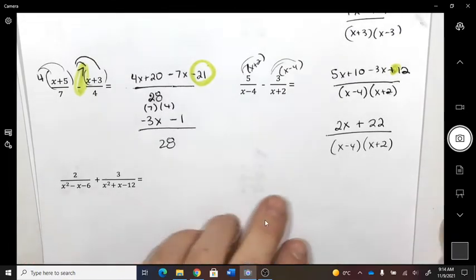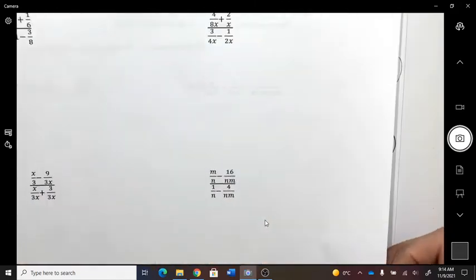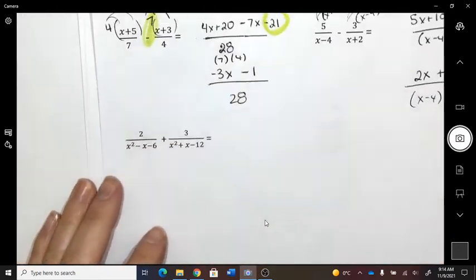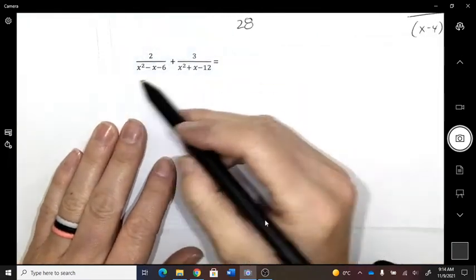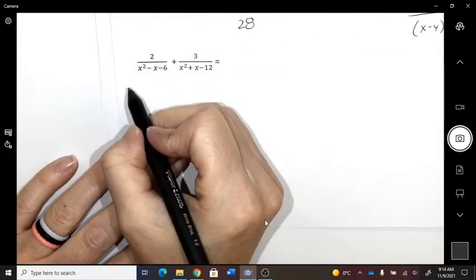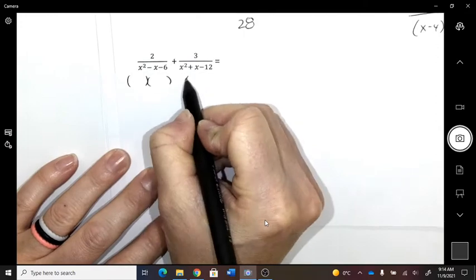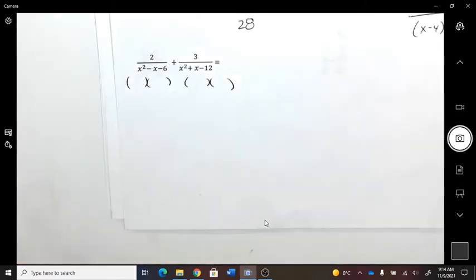Okay, last one on this page. Okay, so I need you to factor everything that you can here on the bottom. So I'll let you do that. Everything I would see here is a simple trinomial method. So factor away.